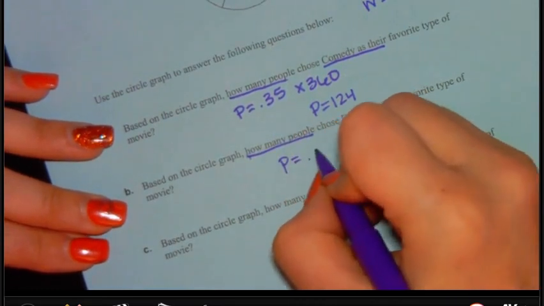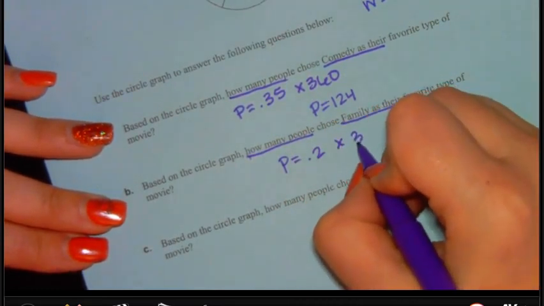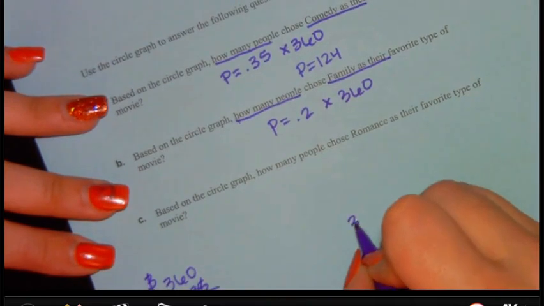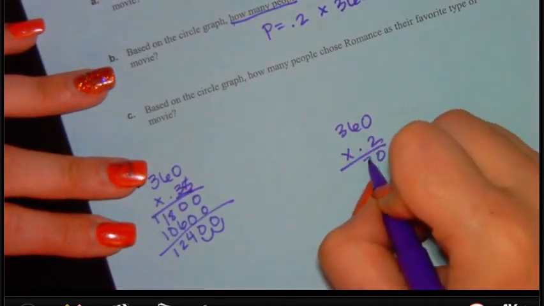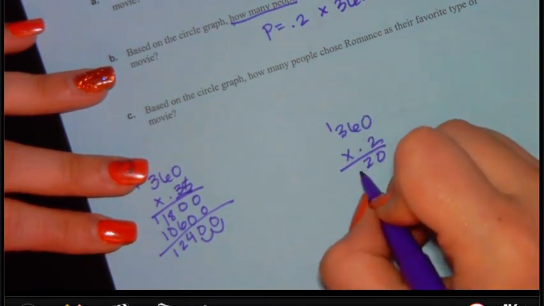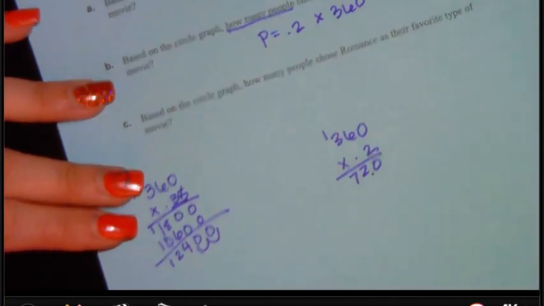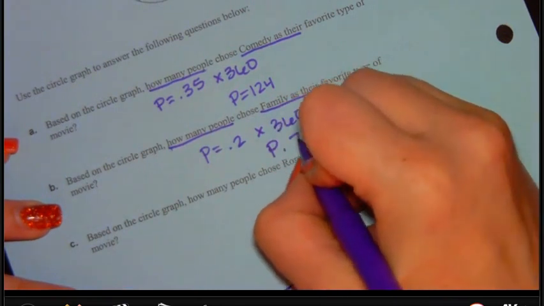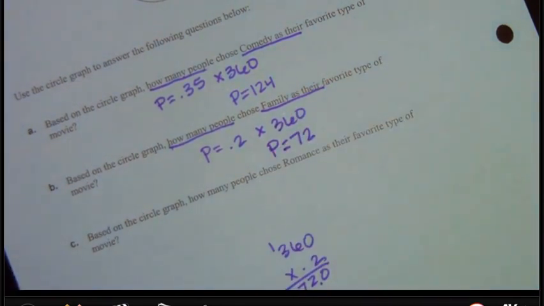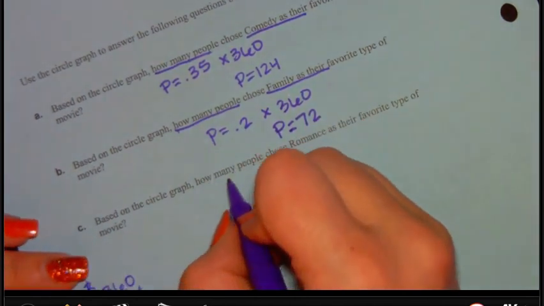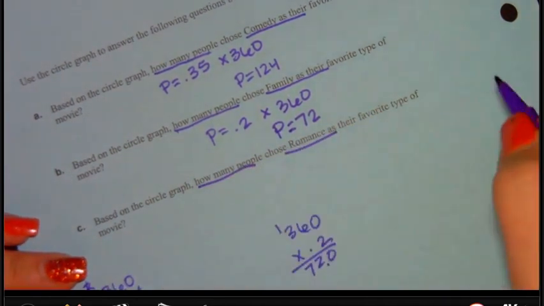So part is equal to 0.20 times 360. So 360 times 0.2. 0, 12, 3 times 2 is 6, plus 1 more is 7. I have one place value here, which is 0.72. Well, not point, sorry, it is equal to 72 people. Based on the circle graph, how many people chose romance as their favorite?